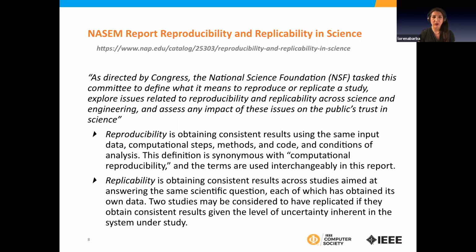Replicability, in contrast, is a broader concern and refers to obtaining consistent results across different studies that must be aimed at answering the same scientific question, but may be using different methods for obtaining their own data. So two studies, especially in the empirical sciences, may be deemed to have replicated the findings if their results are consistent within some level of uncertainty that should be reported. And thus replicability is a higher golden rule of establishing consistency and truth. But reproducibility is very relevant for the publishing ecosystem, because it requires a wider set of artifacts to be available.